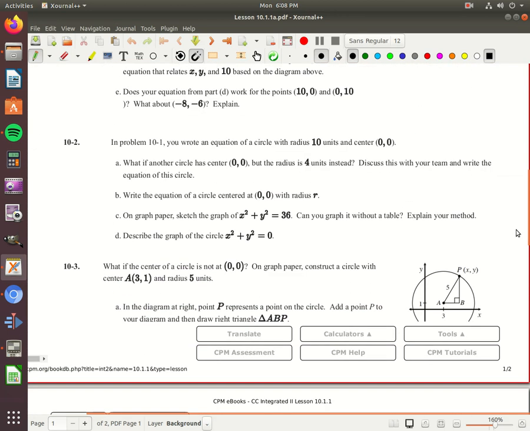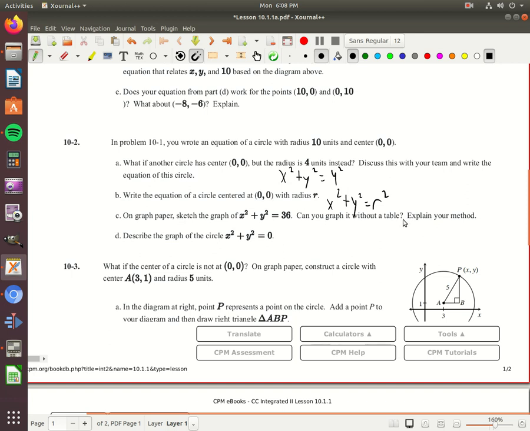So if we go down to 10.2, problem 1, A, it says if we have a center of 0, 0 but a radius of 4, we'll just say, well, it's x squared plus y squared is equal to 4 squared. Write the equation of a circle with center 0, 0 and a radius of r. Well, again, like we said, whatever that radius is appears to get squared because we have that slope triangle, the Pythagorean theorem on that. On graph paper, sketch x squared plus y squared equals 36.